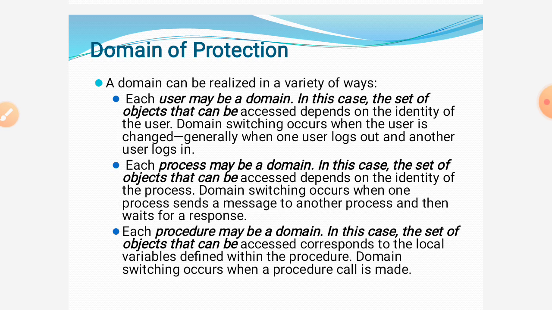Next case, each procedure may be a domain. Here the set of objects that can be accessed corresponds to the local variables defined within the procedure. So in this case, domain switching occurs when a procedure call is made. Procedure call ഉണ്ടാകുമ്പോഴാണ് ആ വേരിയബിൾസിനെ യൂസ് ചെയ്യുക. അപ്പോഴാണ് ഡൊമൈൻ സ്വിച്ചിങ് ഉണ്ടാകുന്നത്. So today we discussed about the free space management and protection.